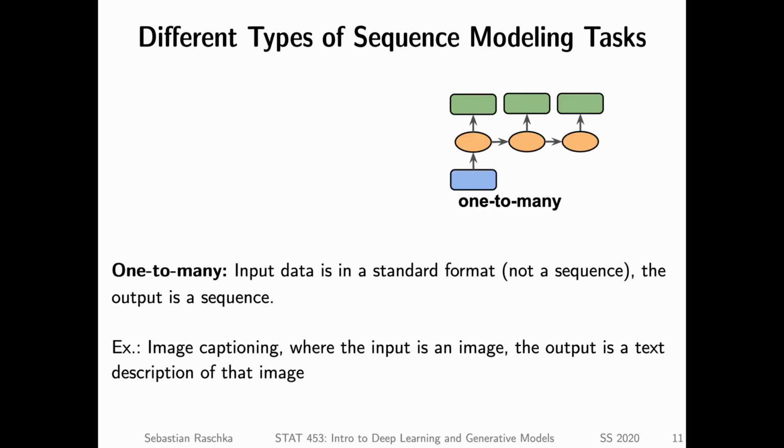Another task is the one-to-many task. Here we only have one input and we have multiple outputs. For example, one example of this could be image captioning, where we have an image and we ask a neural network to describe what is in the image. Here the network would create the sequence from the image by describing it, but there would only be one input, which is the image itself.